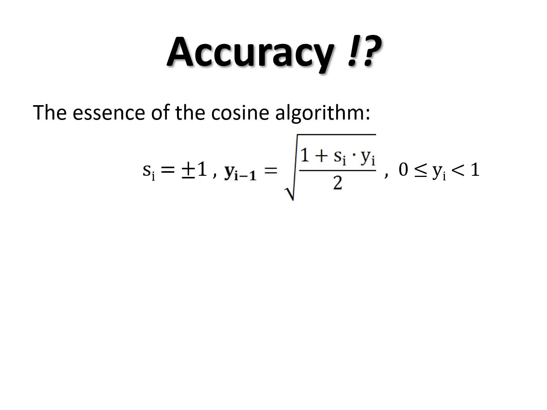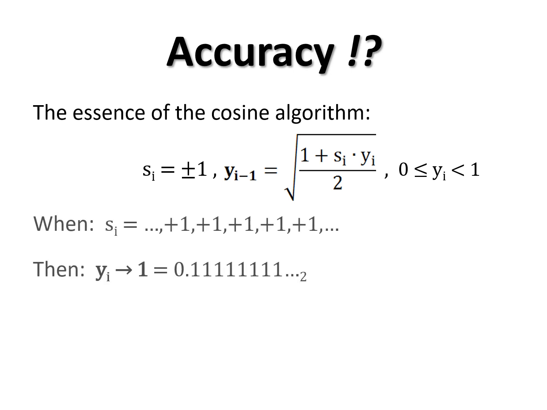So let's consider what happens when you implement this cosine algorithm in hardware or software. This is the essence of the cosine algorithm. Now, when you get many plus ones in a row for the s values, then yes, y rapidly converges to 1, and extra bits of precision are pushed off the end of the register. But are the precision bits really lost?